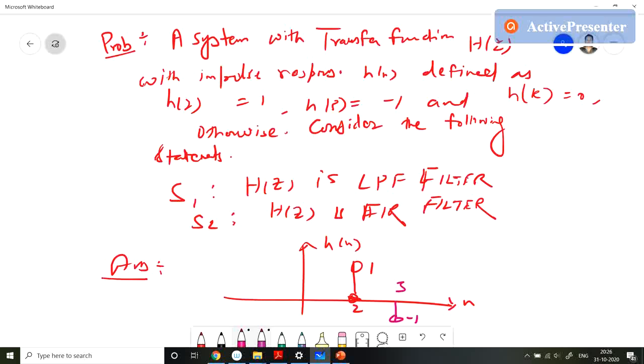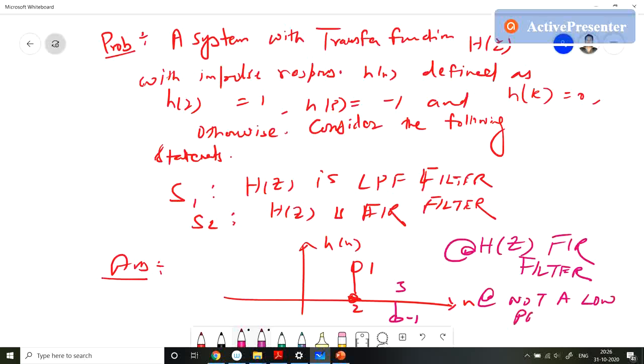So surely this is an FIR filter. The second thing is that this is not a low pass filter. These two things are clear from this figure.